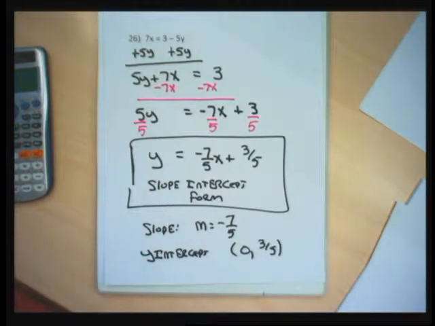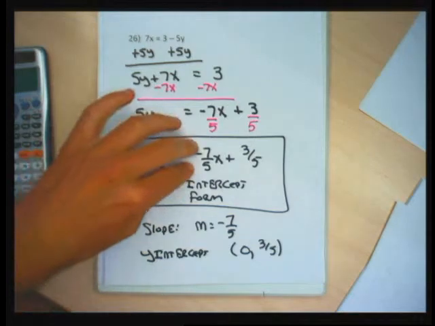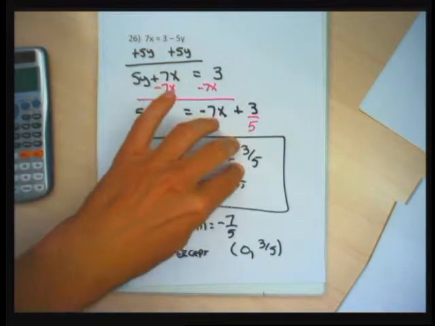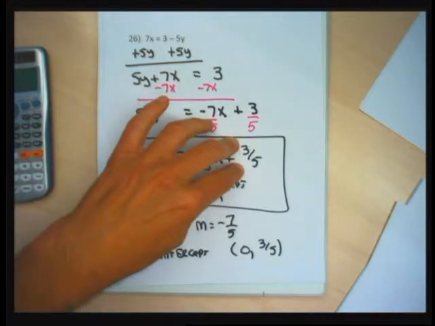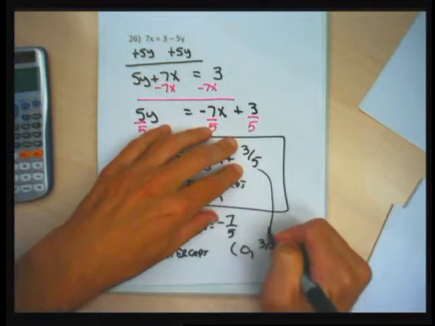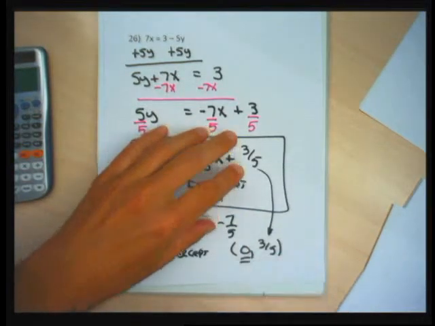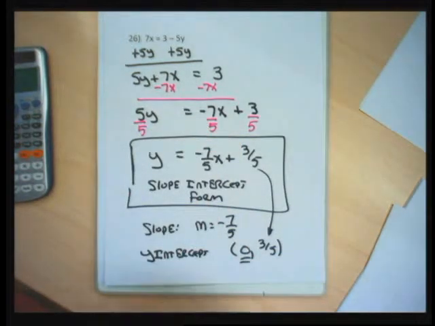I'm just asked to identify, after I have the slope-intercept form, the slope, which is the number in front of the x without the x, and the y-intercept. For the y-intercept, this is always the y-coordinate of the y-intercept. The x-coordinate of any y-intercept is always 0.